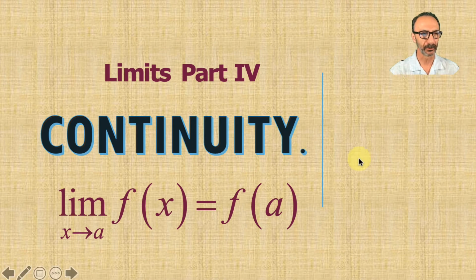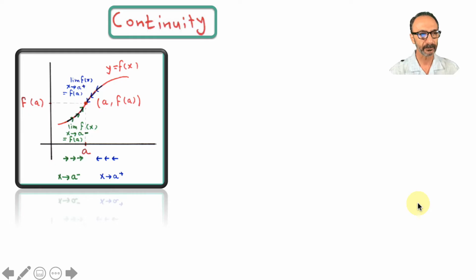Limits Part 4. We're going to talk about continuity. The main formula and definition of continuity is the limit of f of x as x approaches a equals f of a itself. This is the graph that explains it all. You could see from the graph that a is defined at this point and the value is f of a.